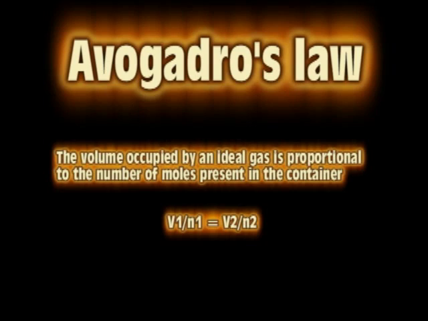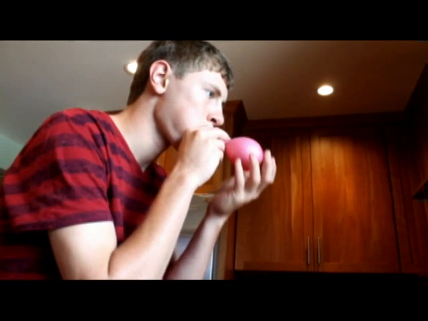Avogadro's law. The volume occupied by an ideal gas is proportional to the number of moles present in the container. V1 over N1 equals V2 over N2, where N equals the number of moles.